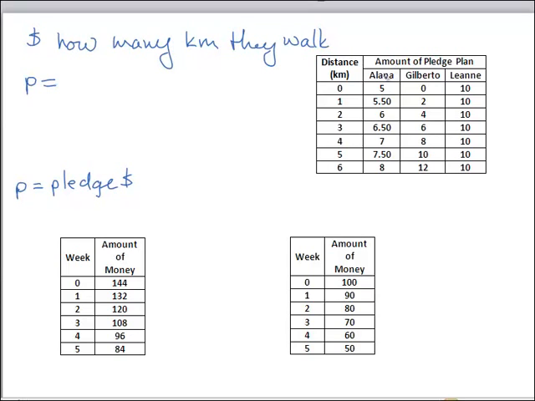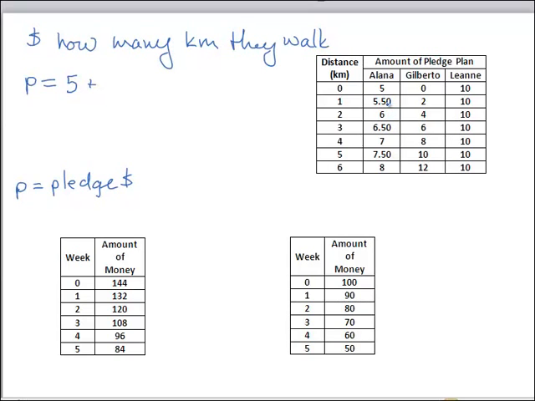Like I said over here, let's start with Alana. We said that she gets $5 right off the bat. So the person who's sponsoring her gives her a $5 bill. She hasn't walked any kilometers yet. They just hand it to her on the front porch. So she gets that right up front. We say that she gets $5 plus she gets an additional 50 cents per kilometer.